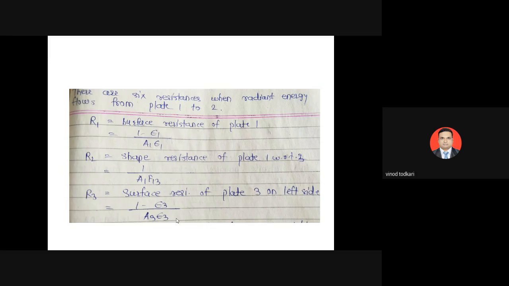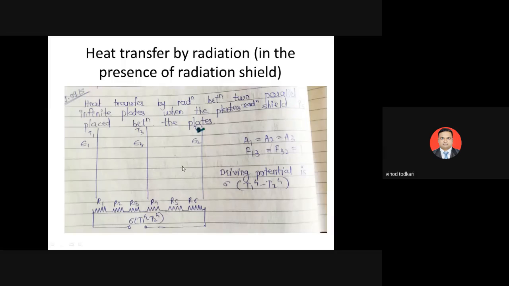There are two resistances. One is surface resistance and one is shape resistance. Surface resistance is given by the formula 1 minus emissivity upon area into emissivity, and shape resistance is given by the formula 1 upon area into view factor. Now, if heat is emitted by 1 and going up to 3, then we have to write 1 upon A1 F13. What is R4? R4, R5, R6 are the resistances which are offered when the heat flows from 3 to 2.